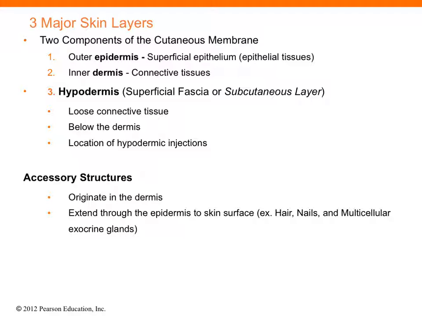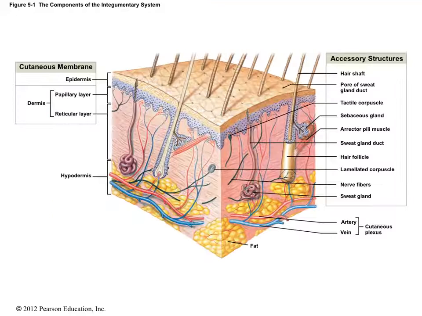Three major skin layers include the outer epidermis, or superficial epithelium, and then the inner dermis, the connective tissues, and that's the cutaneous membrane. The hypodermis is the loose connective tissue. It's below the dermis, and it's the location for hypodermic injections. The accessory structures originate in the dermis. They extend through the epidermis to the skin surface. They include hair, nails, and multicellular exocrine glands.